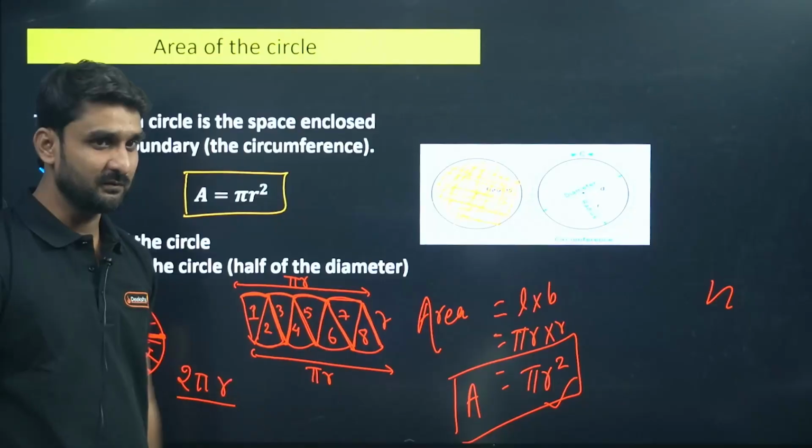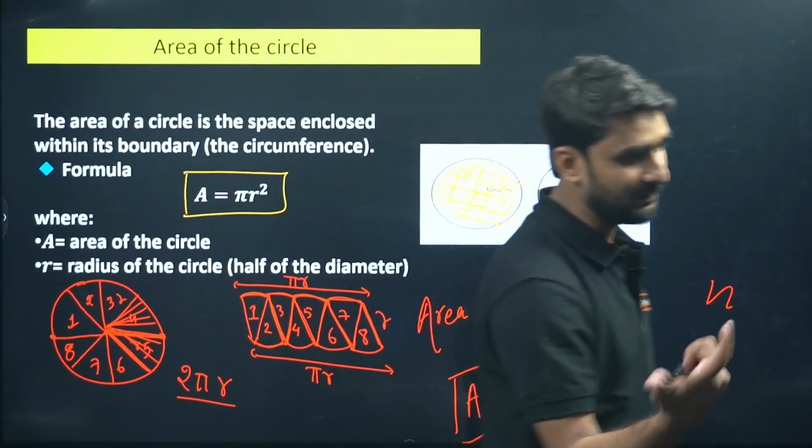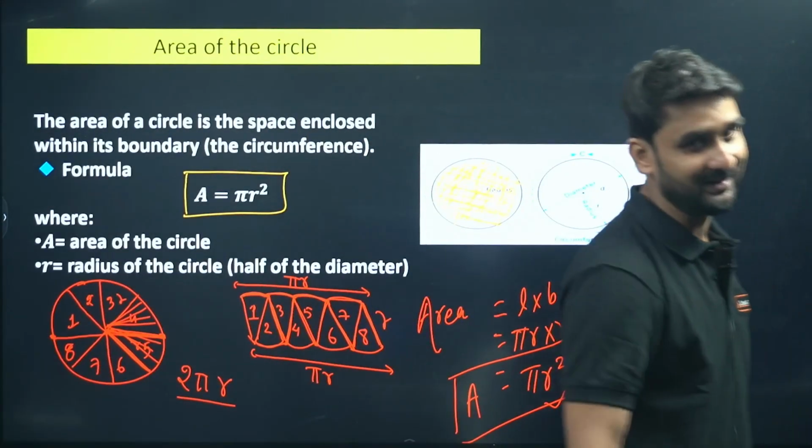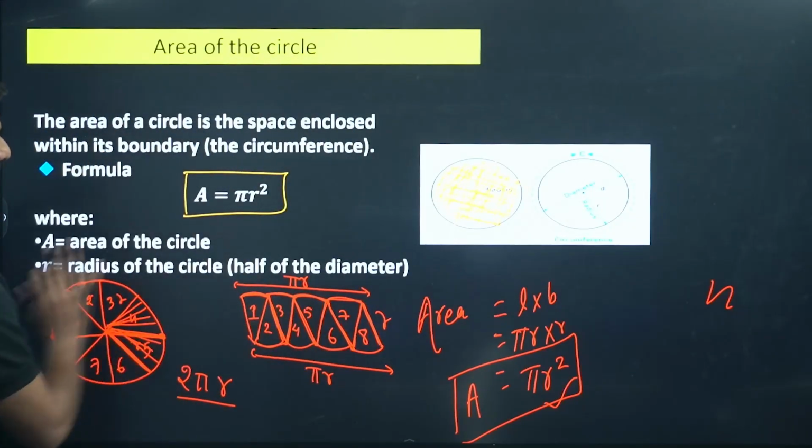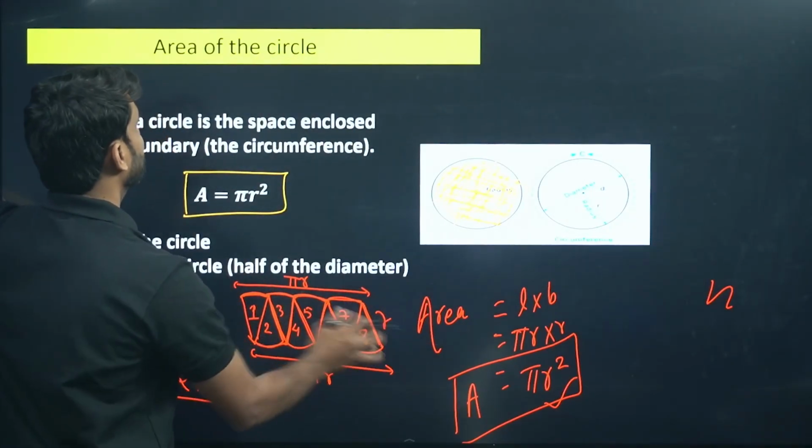What is pi? Pi is equal to 22 by 7, and r will be given to you in the question, that is the radius of the circle. So hope you have understood, right? This is pi r square, the area of the circle.